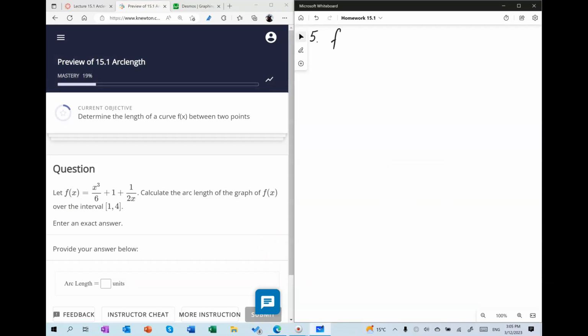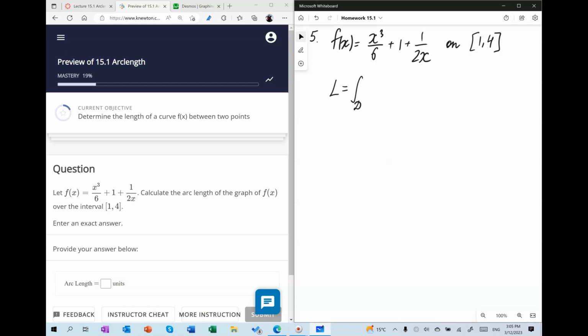We have f of x. That progress bar really scares me. Why is it so slow?